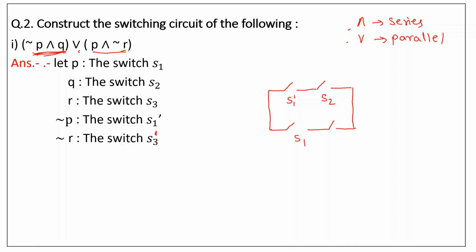P means S1 and negation R means S3 dash. Okay. So this is the circuit you have to draw. Draw the battery and lamp also. Okay, and current will flow through the circuit. So this is very simple.